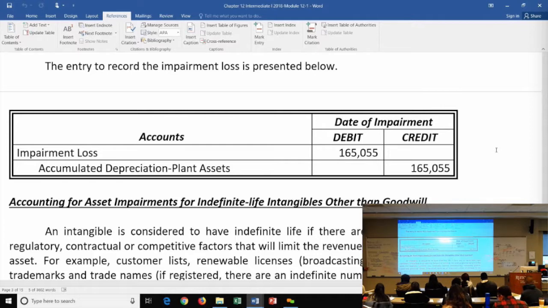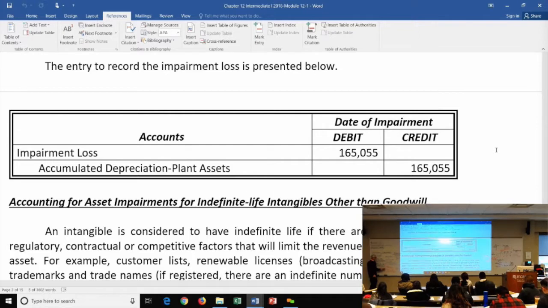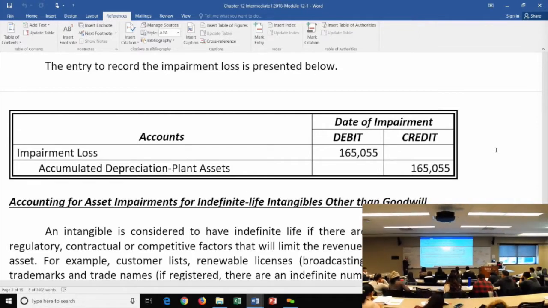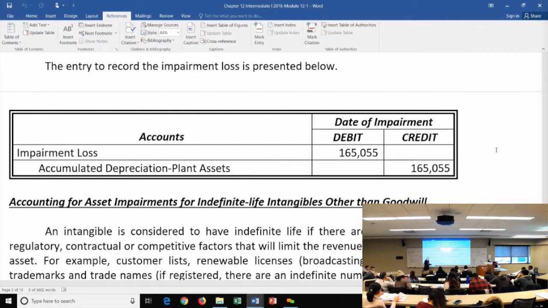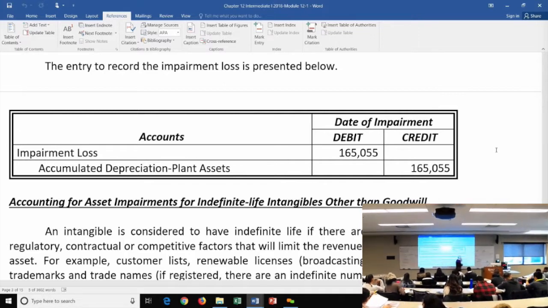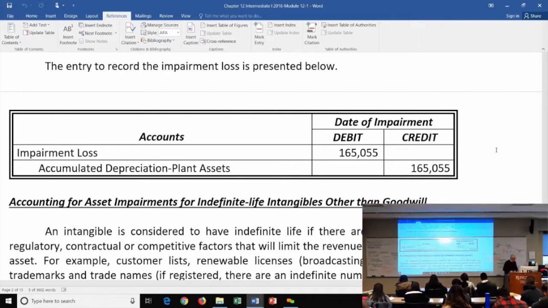Indefinite life intangibles and goodwill. There'll be different tests here, but what is a common factor is that they're not amortized, and therefore the FASB feels that they are more likely to be overstated and have to be tested for impairment annually. Now, the annual impairment test is possibly waived if this more likely than not threshold is not met, which I'll show you.